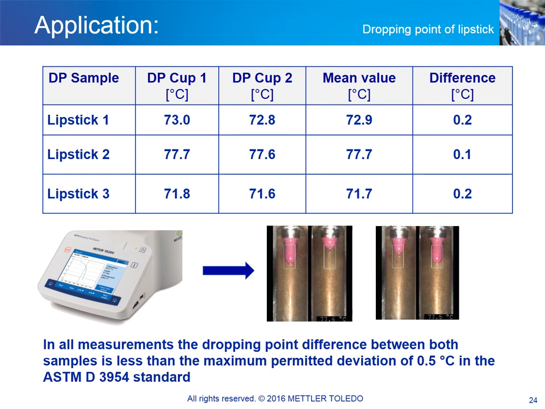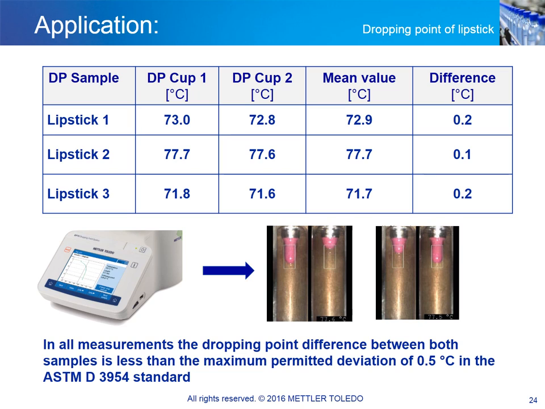Measurements of the dropping point of lipstick are shown on the current slide. Lipstick contains a mixture of pigments, oils, waxes, and emollients. Dropping point experiments are commonly used during quality control measurements as they can help identify and characterize different waxes such as paraffin, natural waxes, or microcrystalline polyethylene.